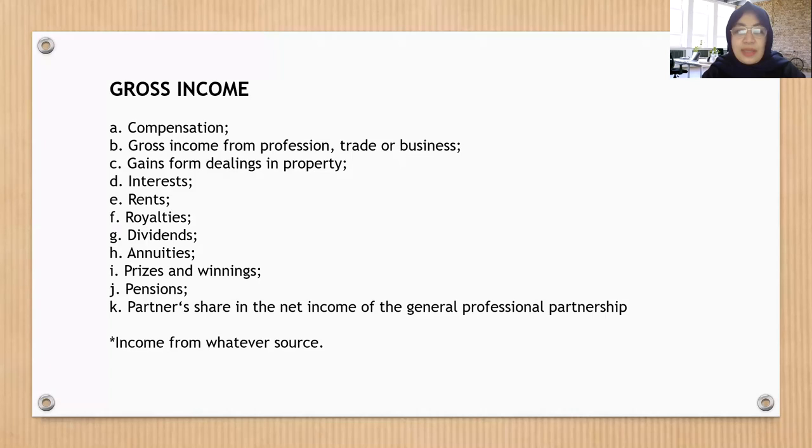Now, in addition to that class, income from whatever source. So even income from illegal sources is also taxable, strictly speaking. So embezzled funds, once discovered, are also taxable. If you kidnapped a child and received a ransom, that's also strictly taxable. Or proceeds from sales of illegal drugs, that's also taxable.